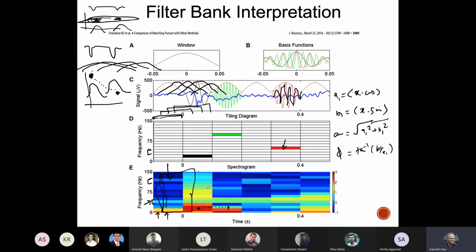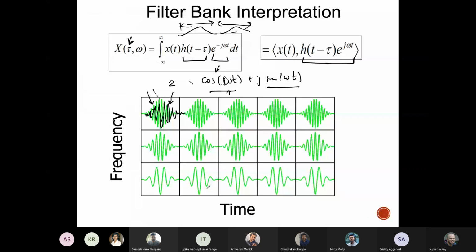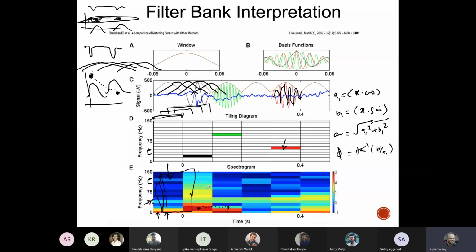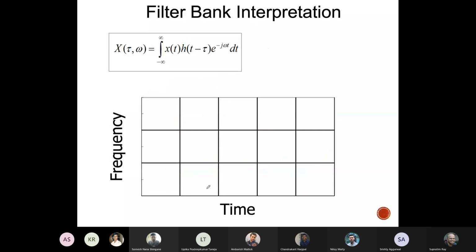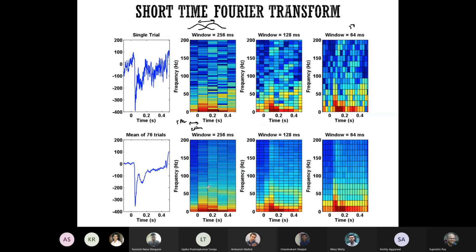I understand the inner product thing, but I'm just confused about one small thing. If you go to the spectrogram in the last slide, in the short time Fourier transform slide, this one.